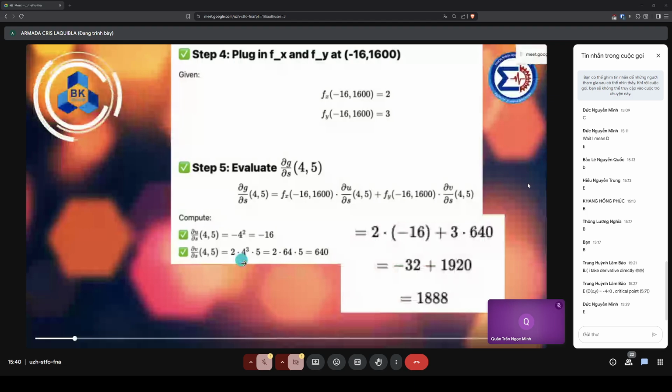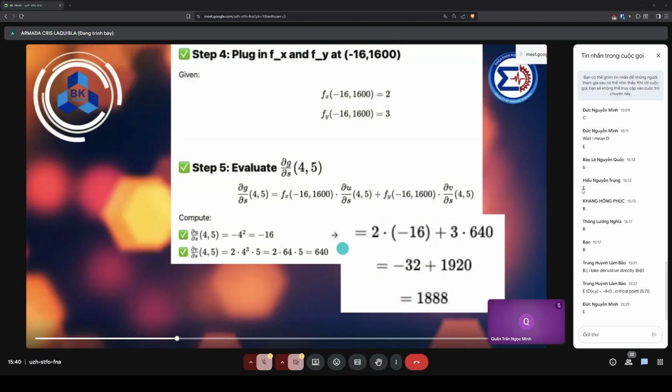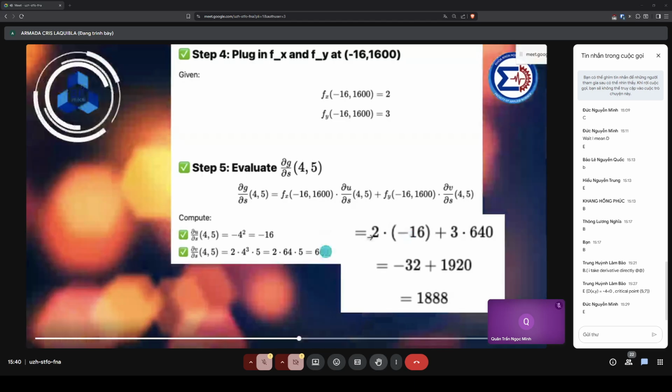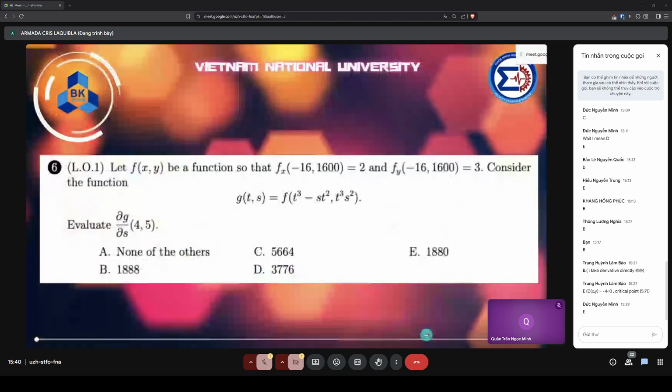So substitute it here in your equations. You have there, this one is 2, this one is negative 16, this one is 3, and then this one is 640. Then when you calculate them, the total is 1888. And the answer is letter B.